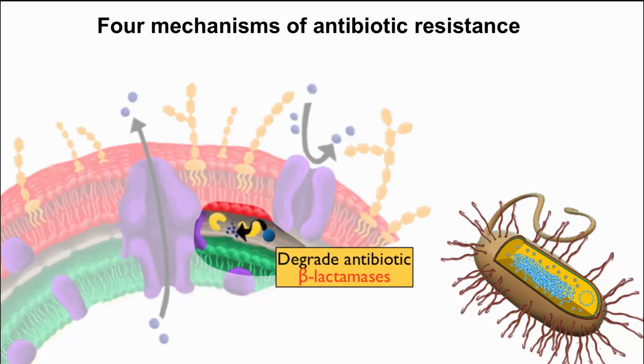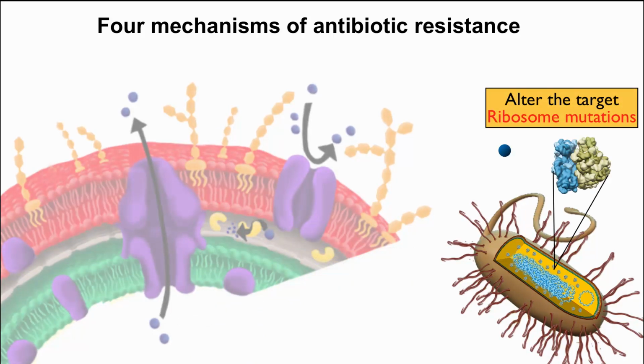A fourth mechanism is to alter the target of the antibiotic rather than affect the antibiotic itself. Mutations in bacterial ribosomes will still allow protein synthesis to occur, but not allow binding of certain antibiotics. Without binding, the antibiotic has no effect on the bacteria.